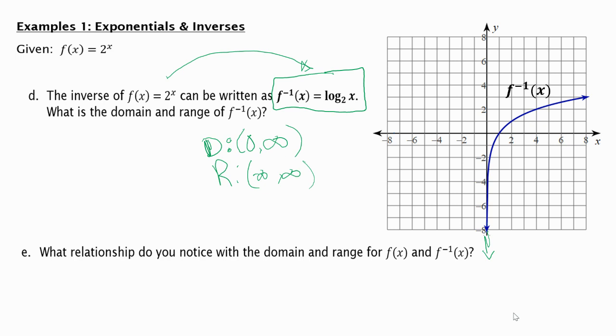The relationship, hopefully you notice, is that really it's the flip of it. So f of x has a domain, and the inverse has the domain we just did. f of x has a domain of really the flip of what we just did. So that's kind of the relationship you're going to see with inverses. The domain and the range just flip.